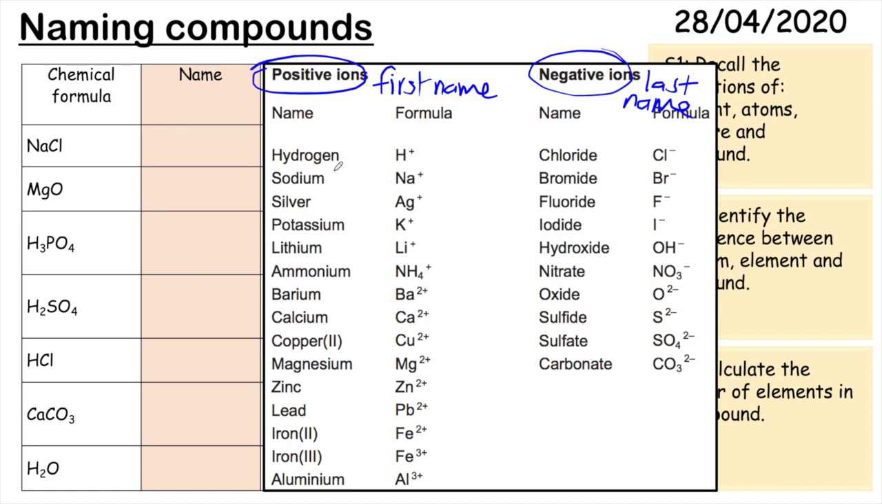So let's start with the first one. We've got NaCl here. What elements is it made up of? Let's have a look at its first name, then its last name, and combine the two. Its first name, Na. Go down the list and look for Na. Well, here it is. So its first name is sodium. What's its last name? Look at the second element. Well, it's Cl. So go down to its last name, chloride. So we name that sodium chloride.